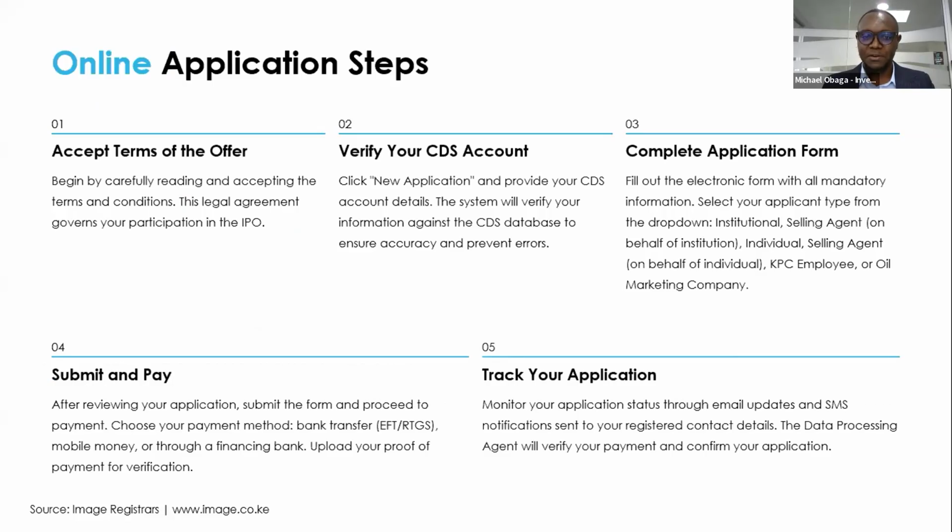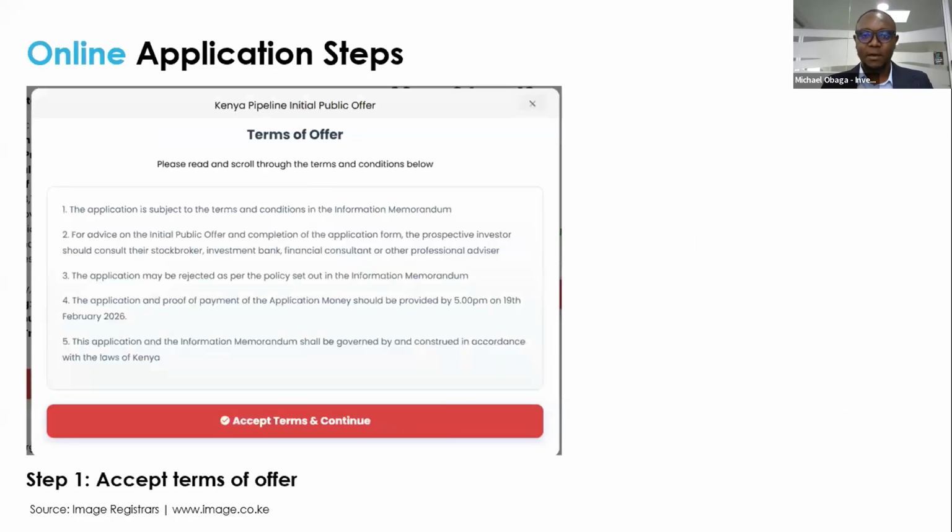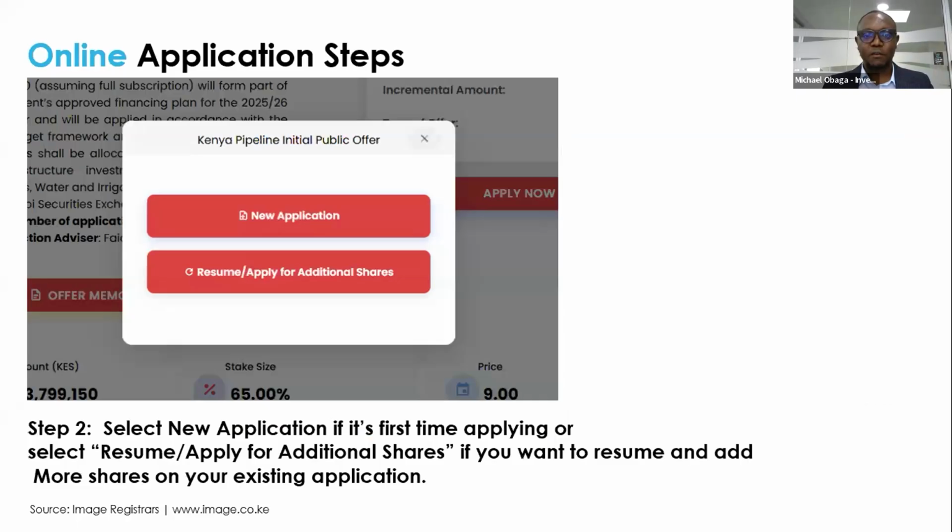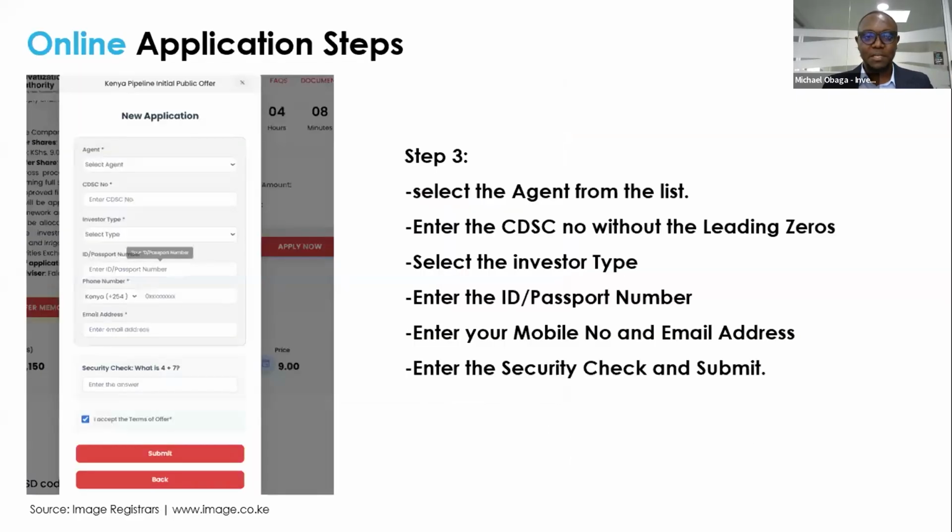So this is what will appear on your screen. Once you've clicked on that link, it will lead you to this page to accept the terms and conditions. Of course, before you accept, you need to read the terms, understand them, and then proceed to accepting these terms. And then it will give you an option to choose whether you are a new applicant, in case it's the first time you're making this application, or you resume a previous application, or in case you want to add more shares, then you should choose accordingly.